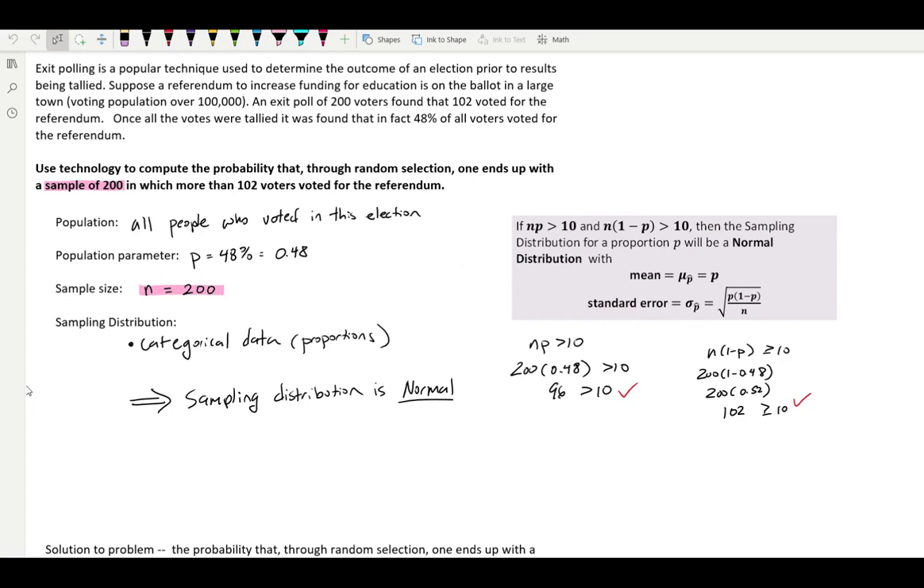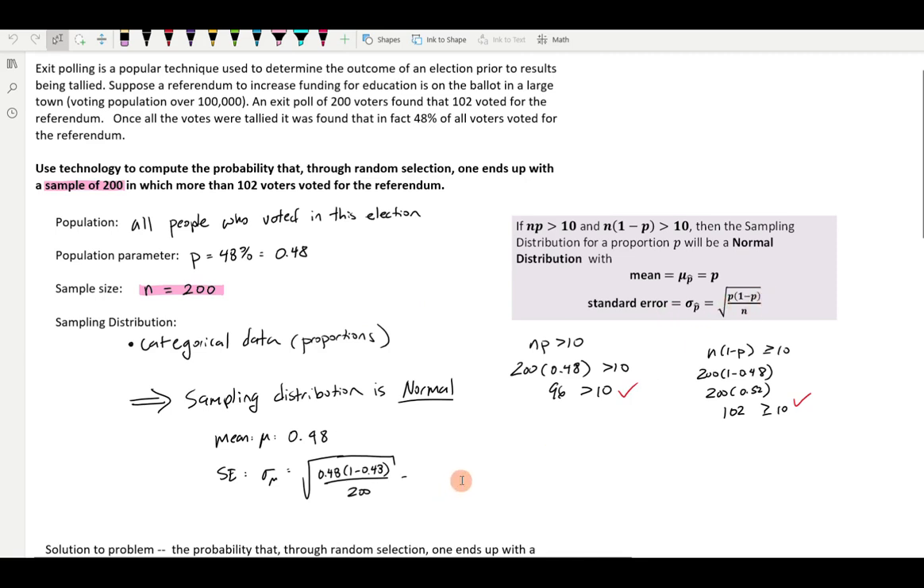With the mean as the population parameter, so the mean being 0.48. Whoops, wrote the wrong symbol. The mean is mu. The mean is 0.48, and the standard error is going to be the square root of the population parameter, 0.48, times 1 minus the population parameter, over the sample size, following this formula right here: the population parameter times 1 minus the population parameter divided by the sample size.